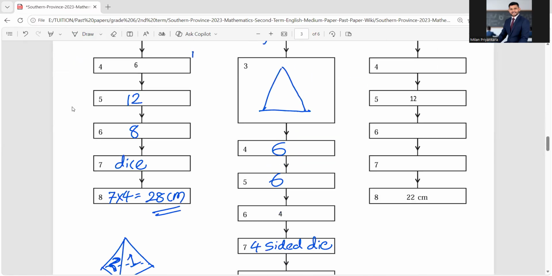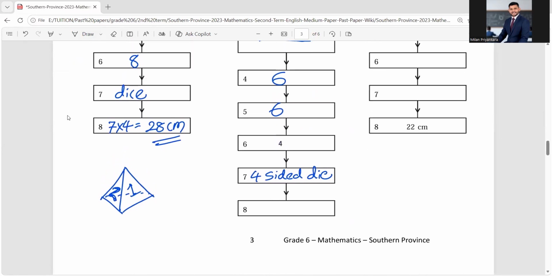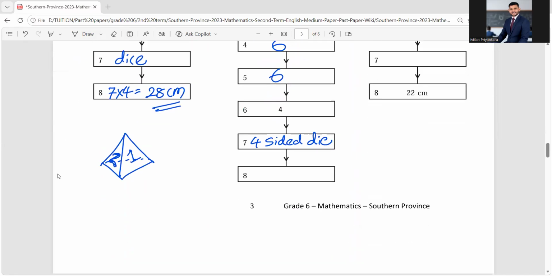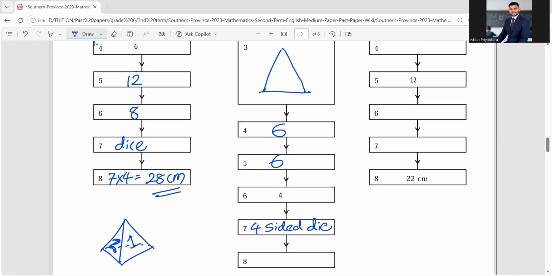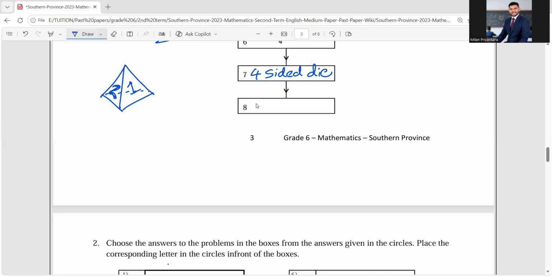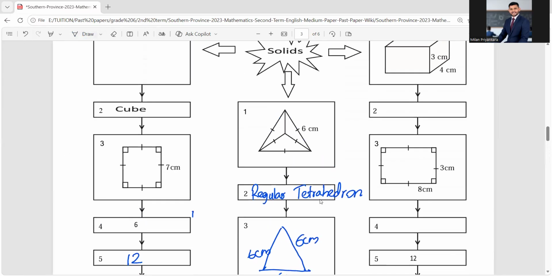And the perimeter of a face: the side length is 6 centimeters. Therefore, if you write, this will be 6 centimeters. This is also 6 centimeters. This is also 6 centimeters. And therefore, 6 multiplied by 3 is equal to 18 centimeters. That will be the perimeter of a face.